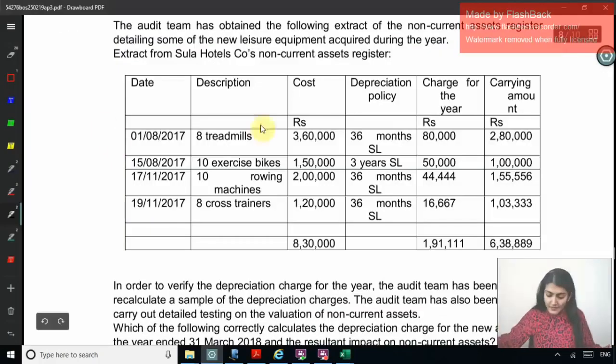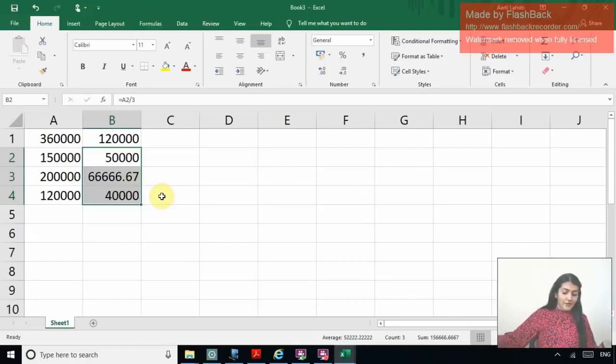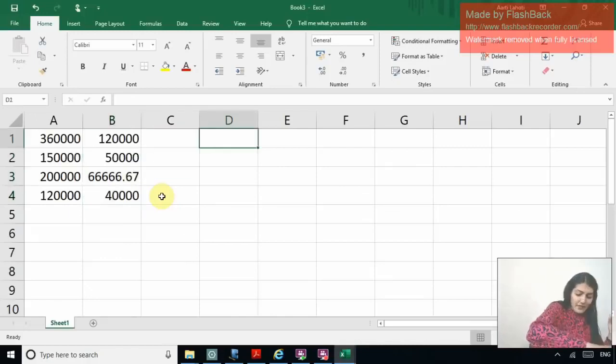Now what does it say? First, August. So August, September, October, November, December, January, February, March. That's 8 months. The second one also has full month depreciation in the month of acquisition, so again 8 months. And then November, December, January, February, March. So the first two assets are going to be 8 months.